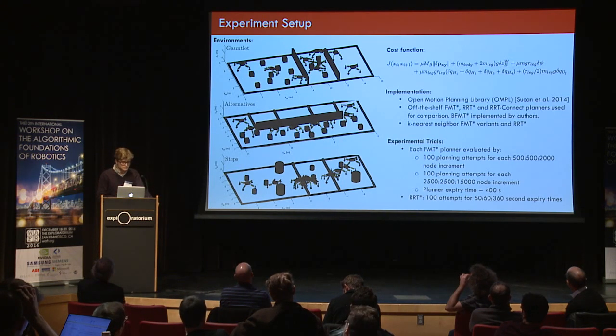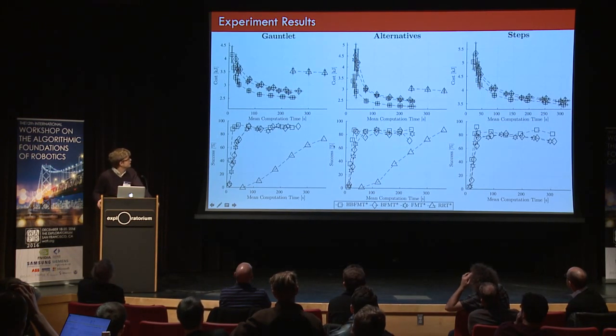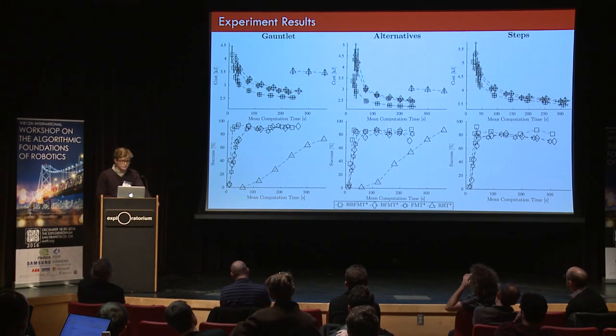And the results demonstrate, first off, that the FMT star variants improve the path quality considerably compared to RRT star, but we also see an improvement in the path quality for both the gauntlet and alternatives environments with the hierarchical planner, especially when we have a limited number of nodes to use.